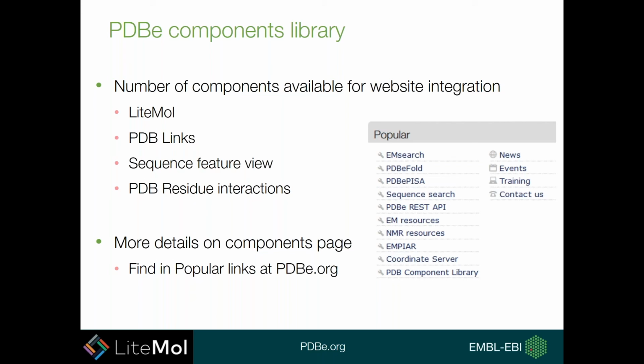There's also some components such as PDB links, which offers links to all wwPDB sites. There's a sequence feature view, which shows our 1D, 2D, and 3D representations. There's also some external components, such as our Regine PDB residue interactions browser, and there are many more there. If you want to find out more about the components, go to our homepage at pdbe.org, and on the right-hand side, there's a popular links section, and you can select the PDBe component library.